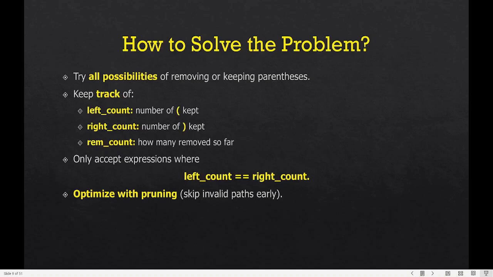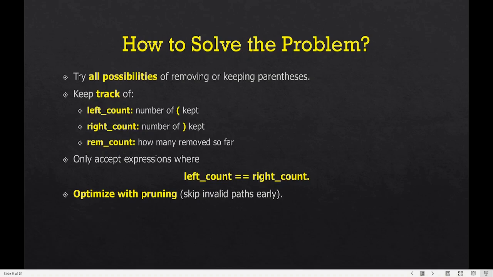The second point says we have to keep track of the number of left parentheses, that is open parentheses, and the number of right parentheses, that is close parentheses. And the rem count here is actually pointing to the removal of parentheses. That means how many parentheses have been removed from the provided invalid expression.